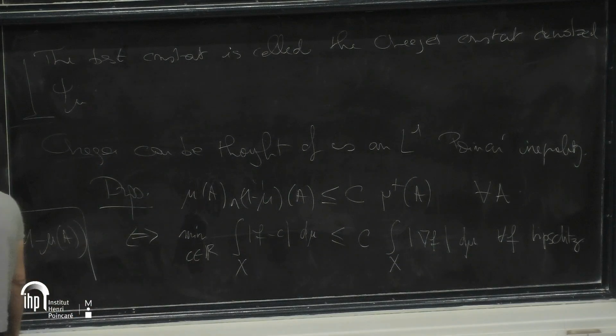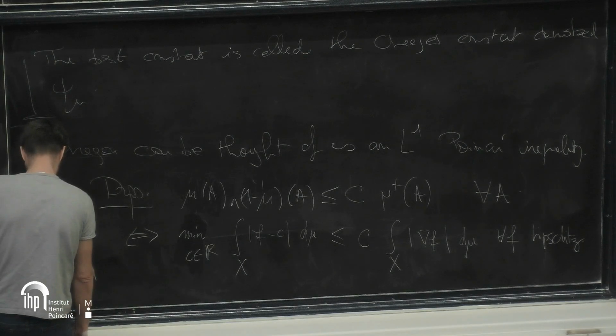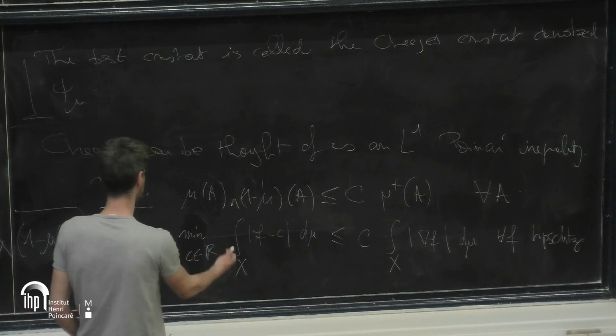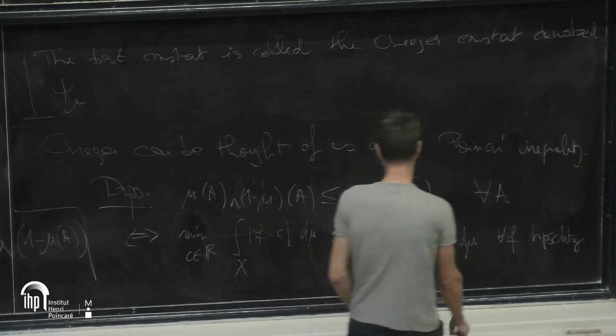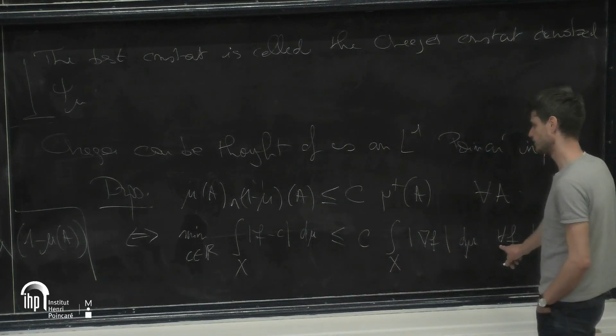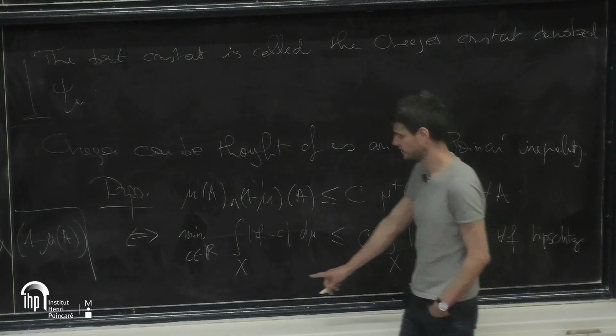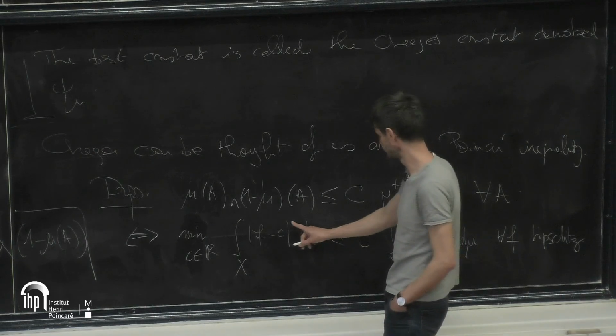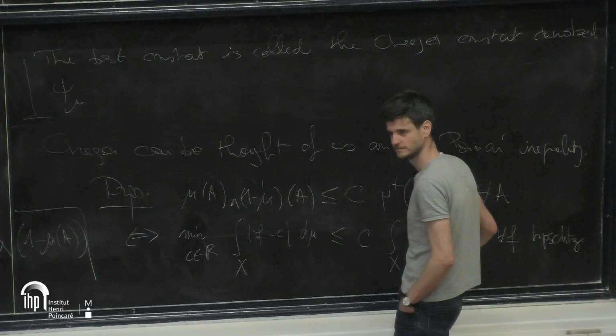Maybe some comments on this. Okay, so let me comment now. So you see this is exactly Poincaré, except that for Poincaré you had a 2 here and a 2 here, okay?